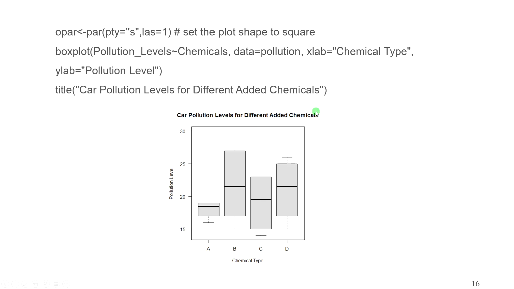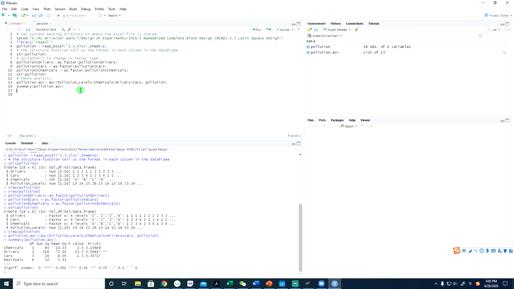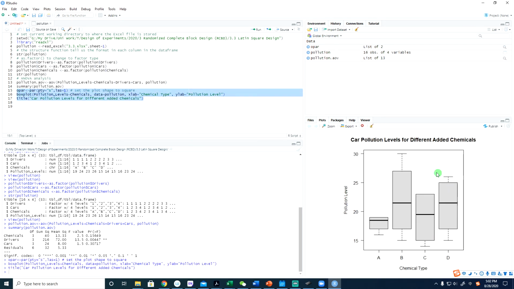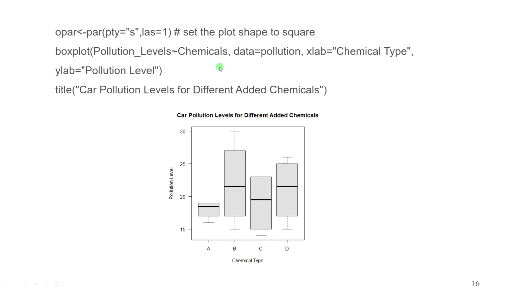After the ANOVA analysis, I use these 3 lines of code to plot this figure. I copy these 3 lines, select them, and click Run here. The plot is displayed here. This code and these 3 lines of code are posted in the first comment down below this video.